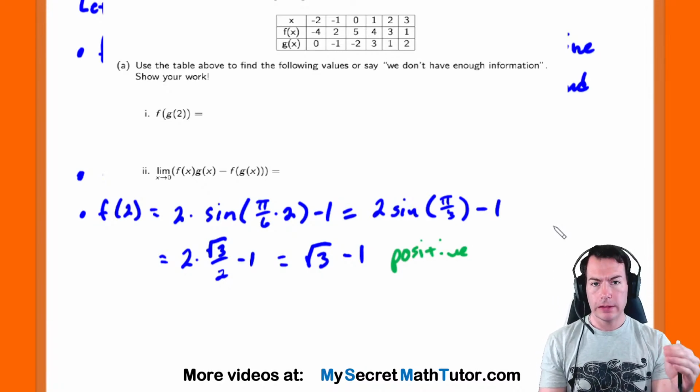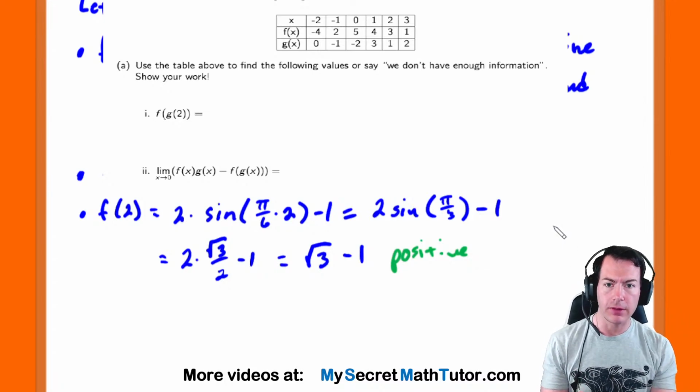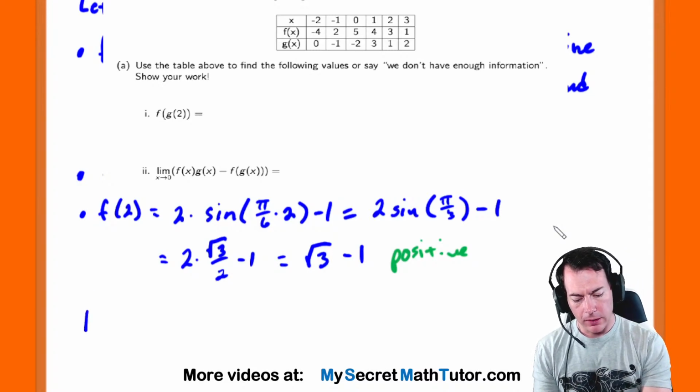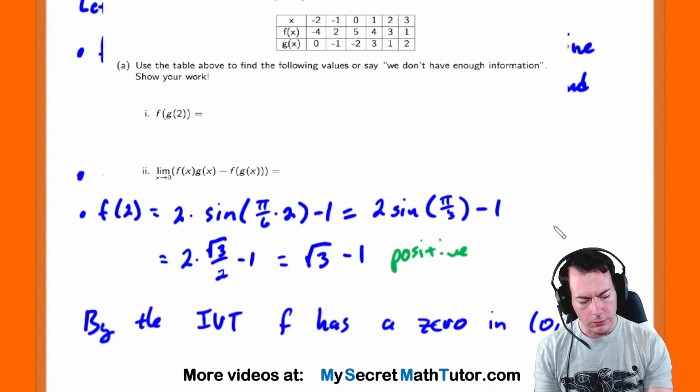So we know the function is continuous. We have a negative number on one side of the interval. We have a positive number on the other side of the interval. Those are the 3 ingredients we need. So now we can say by the intermediate value theorem, f has a 0 in the interval that goes from 0 to 2.